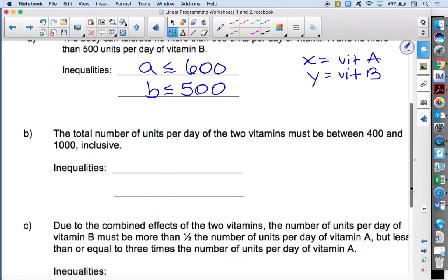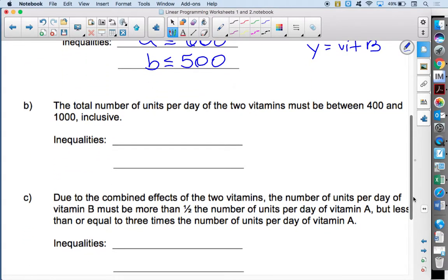Part B, the total number of units per day of the 2 vitamins must be between 400 and 1,000 inclusive. You could write that as 1 inequality, but we need to write it as 2 because it's 2 separate lines that you're graphing, which is why there's 2 spaces here.